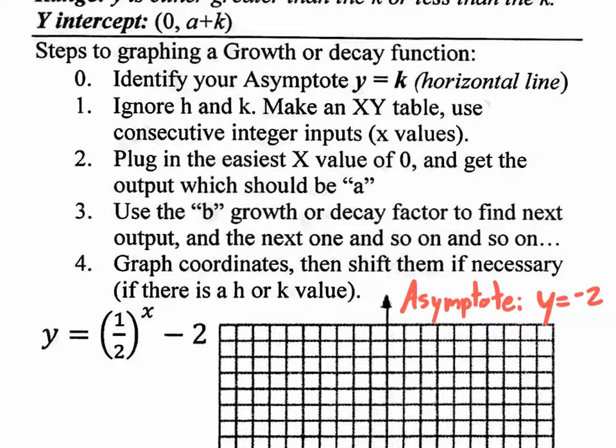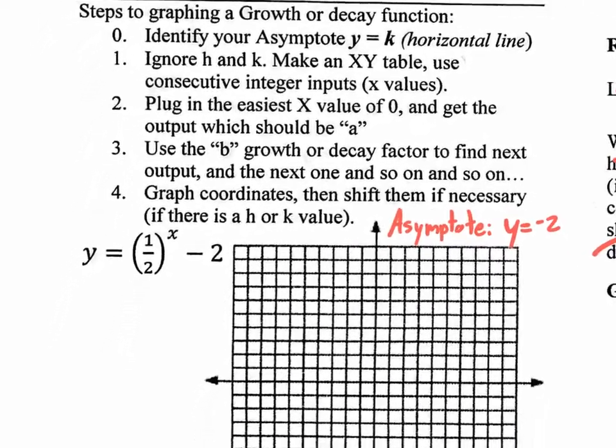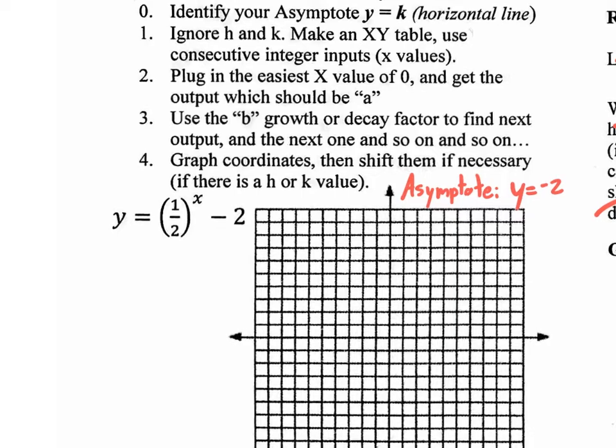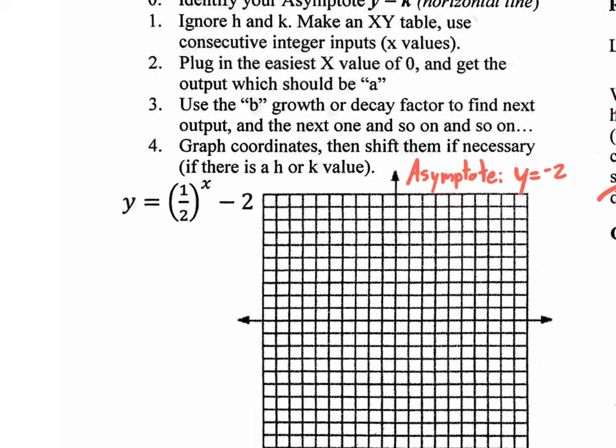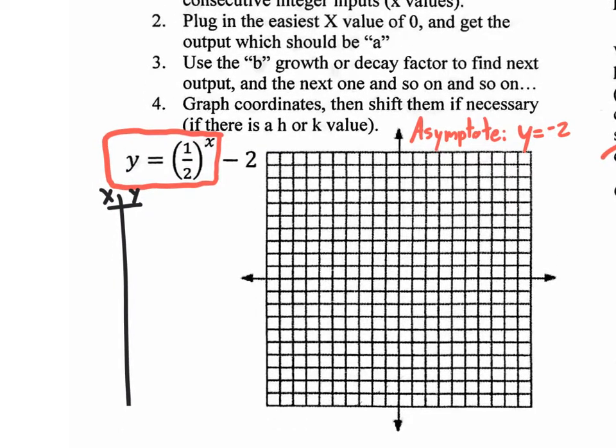Now that was step 0. Let's actually move on to step 1. It says ignore h and k, make an xy table, use consecutive integer inputs. Now when I say ignore h and k, I usually just do this. I put a box around the first part. I ignore the k value at the end. There is no h value. That'll be in Algebra 2. So let me make a quick xy table and let me plug in some consecutive integer inputs.